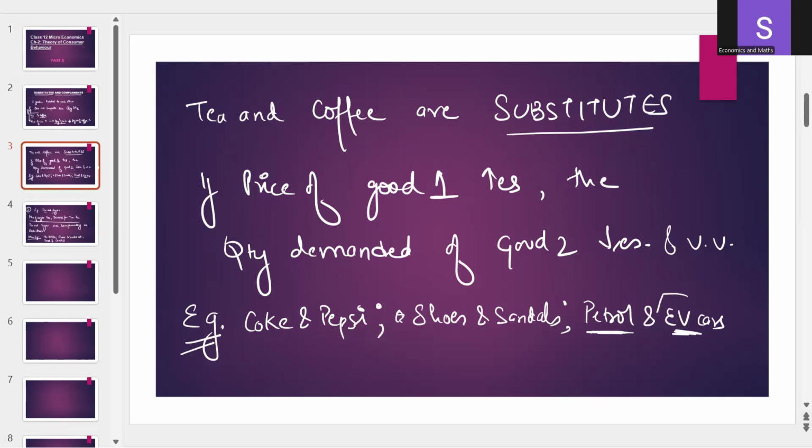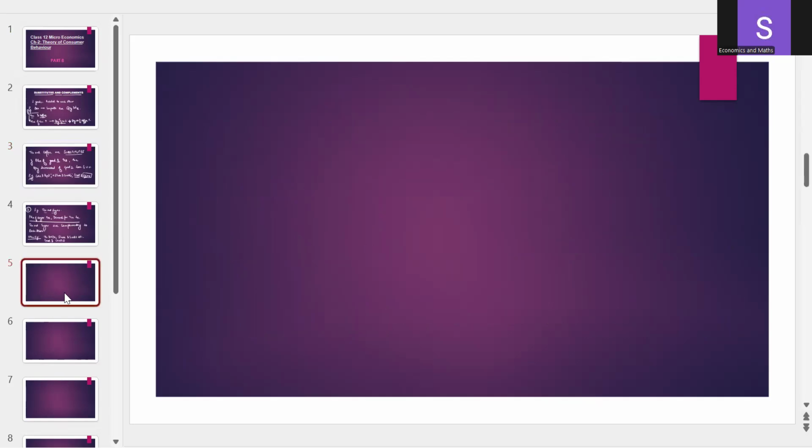Because the consumers need some transport to travel or for their commute, what would happen? The alternatives. What is the alternative? The alternative is EV cars. So now we are seeing a surge in demand for EV cars, right? So that's about substitutes and complements.